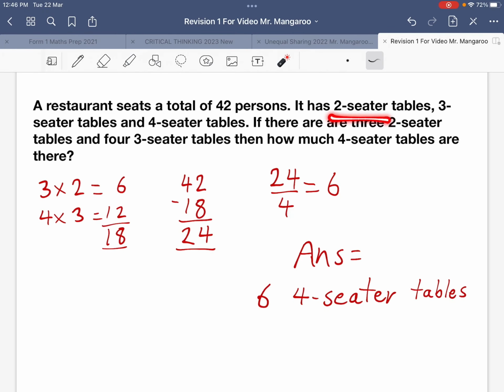So we have 2-seater tables, 3-seater tables, and 4-seater tables. So the 3 2-seater tables will give us 6 seats. The 4 3-seaters will give us 12 seats. So that's a total of 18 so far. We need to seat 42 persons. So we subtract 42 minus 18. So we need 24 more seats. How many 4-seaters do we need? We divide, we get 6.